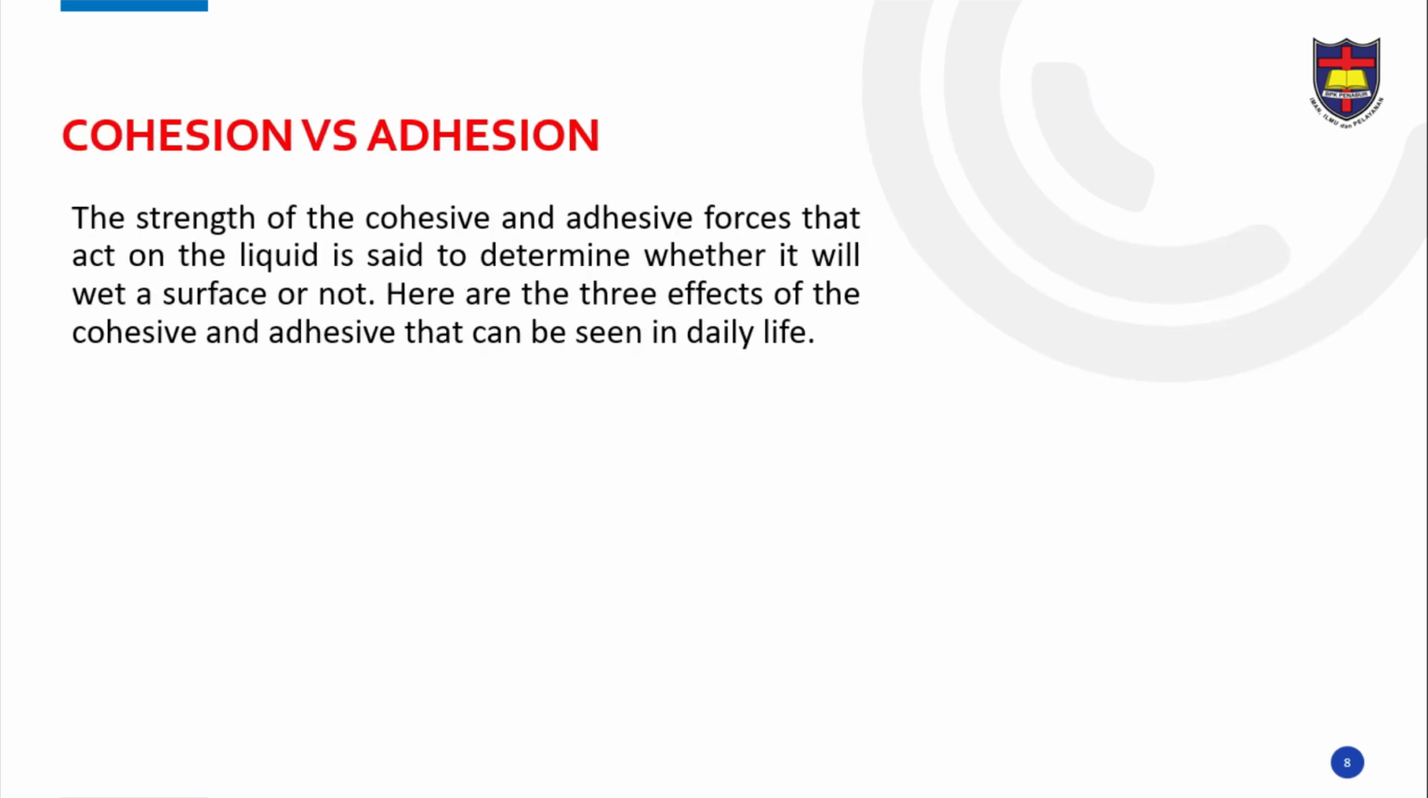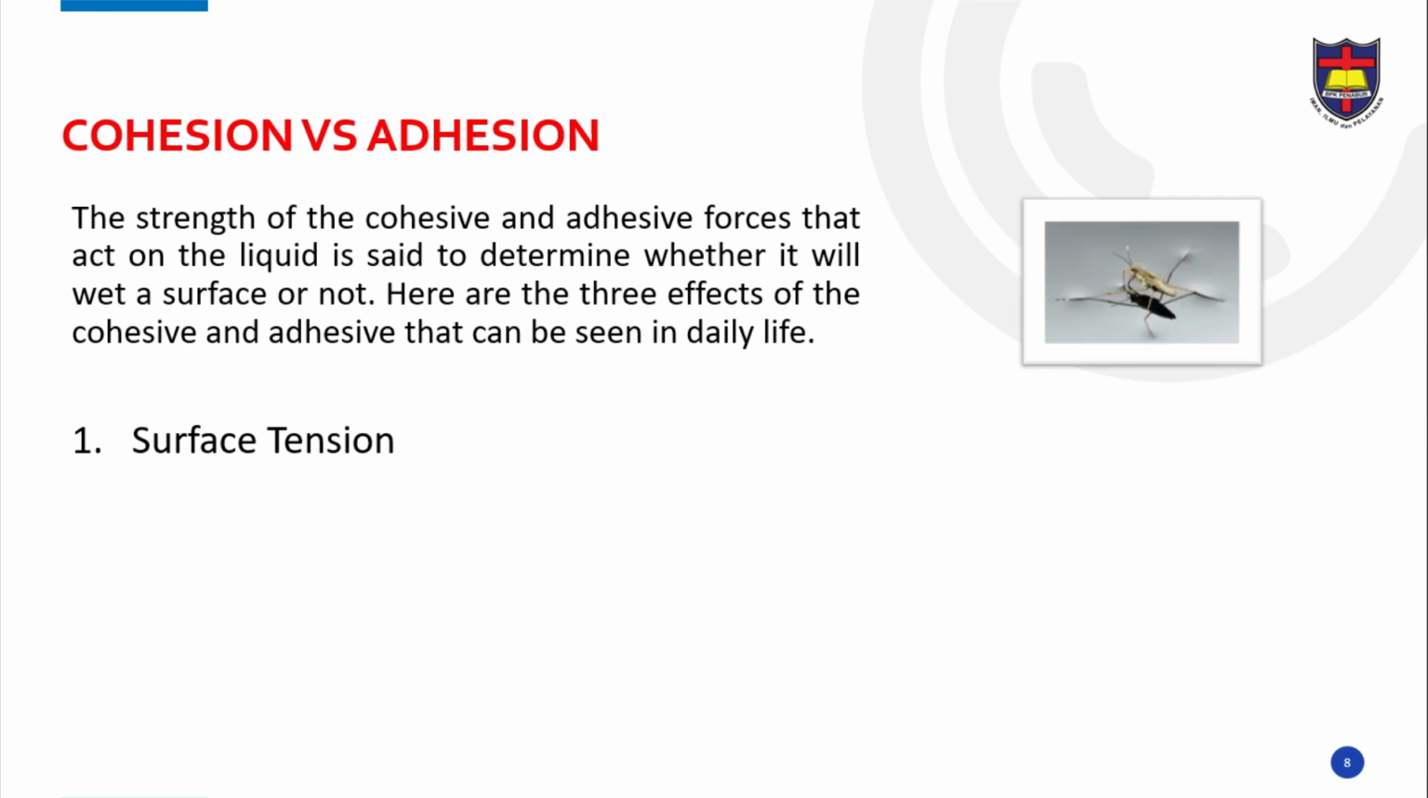Alright, the strength of the cohesion and adhesion force that act on the liquid is said to determine whether it will wet the surface or not. Here are the three effects of the cohesion and adhesion that can be seen in daily life. 1. Surface tension. 2. Meniscus. 3. Capillary action.